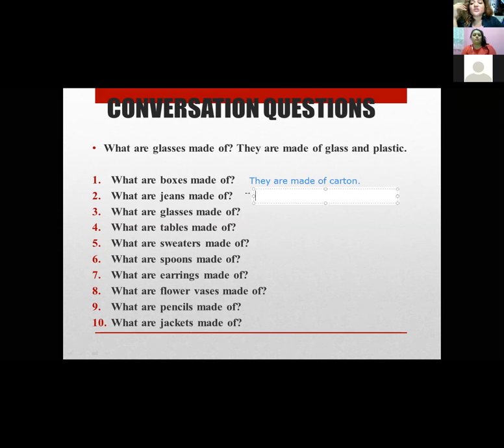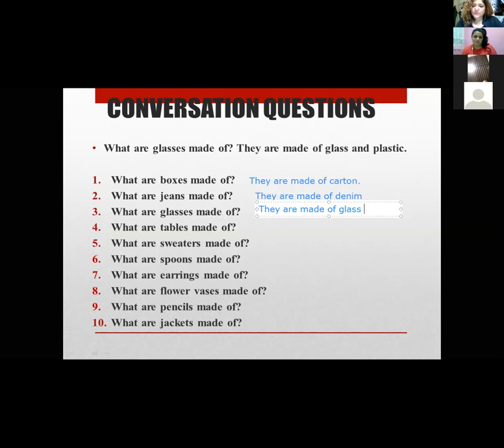Okay. So number two, what are jeans made of? They are made of denim or leather. Or spandex. Yeah, so you say, what are jeans made of? They are made of denim, they are made of spandex, they are made of leather, etc. Okay. What about number three? What are glasses made of? They are made of glass. Plastic or glass? Plastic, yeah, plastic too. Okay, very good. They are made of glass or plastic.